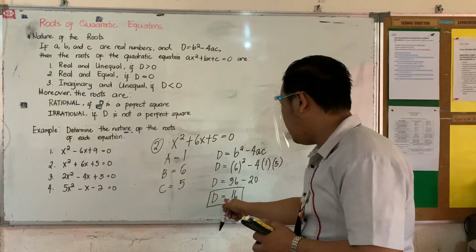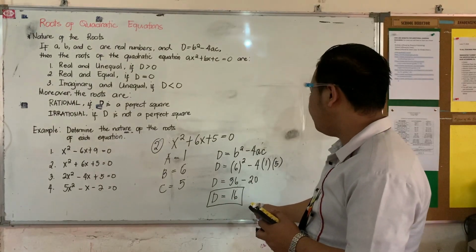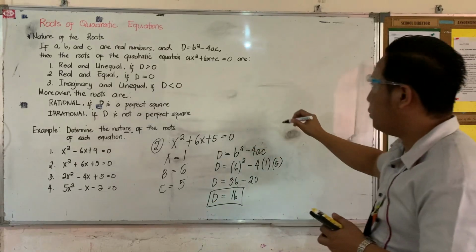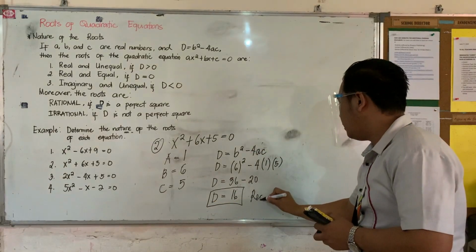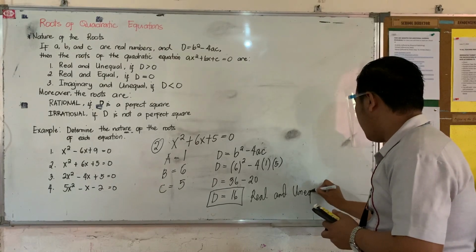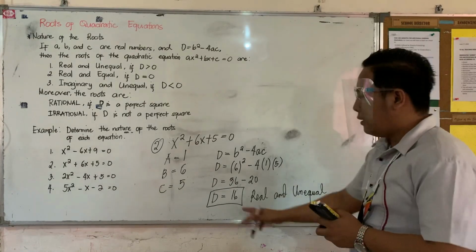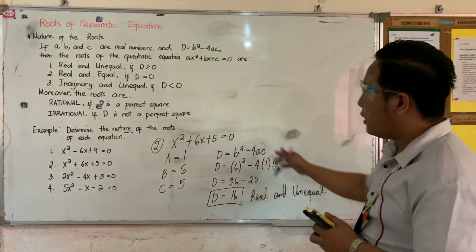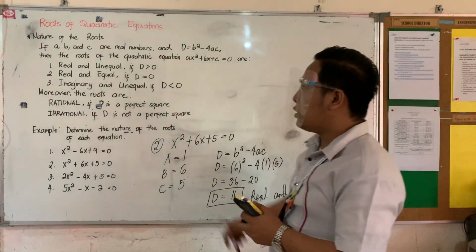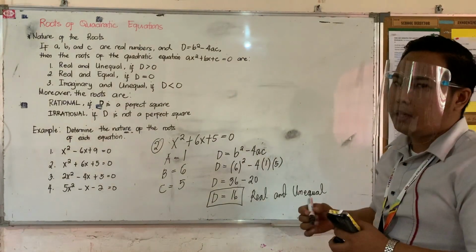So since the discriminant is greater than 0, okay, so number 1 po tayo, then the roots of this would be real, and at the same time, unequal. So yun po yung sasagot natin, the discriminant, tapos titignan natin yung sagot natin dito sa mga classifications ng roots ng ating quadratic equation.